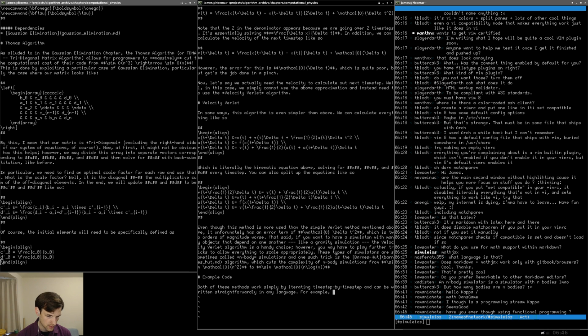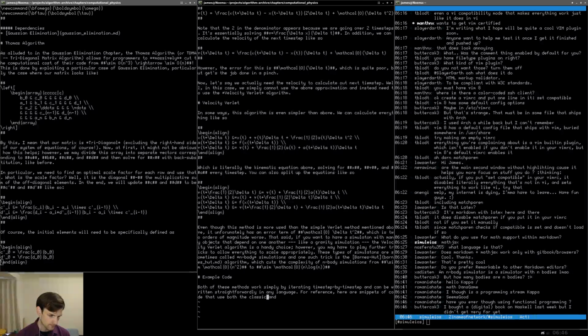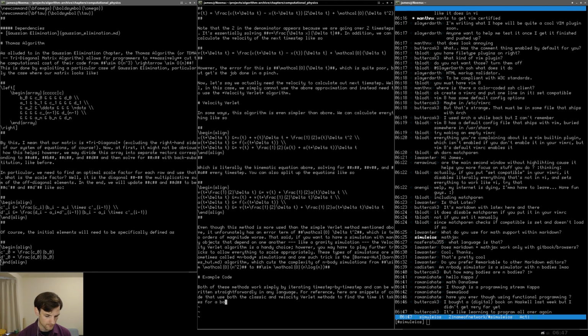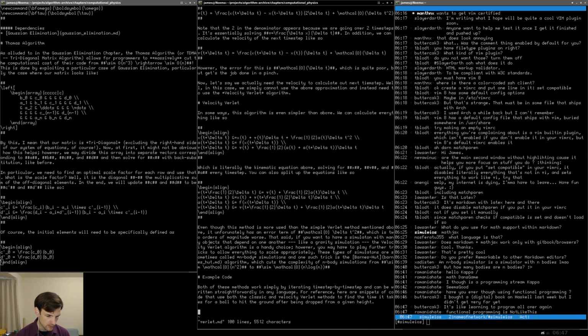For example, for reference, here are snippets of code that use both the classic Verlet and velocity Verlet methods, let's say, to find the time it takes for a ball to hit the ground after being dropped from a given height. Okay, now I'm going to go down here. I'm going to say to do.